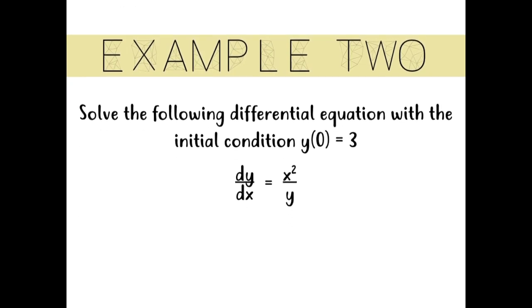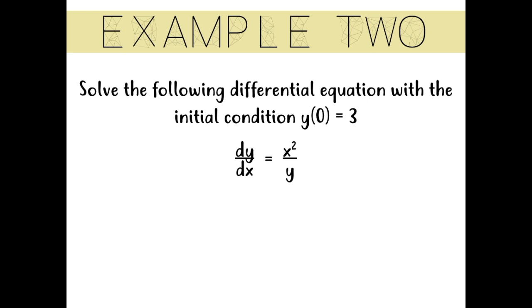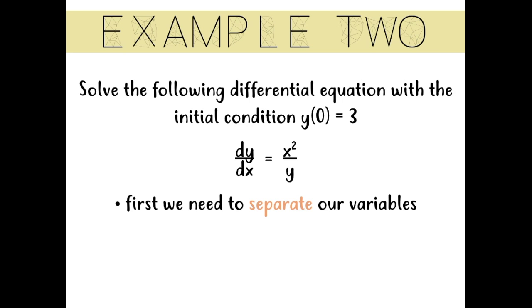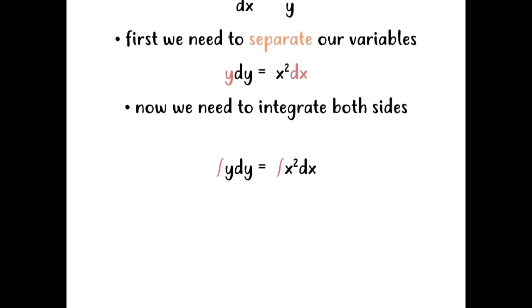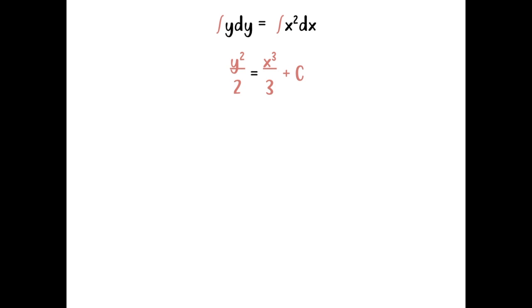Example 2. Solve the following differential equation with the initial condition y of 0 equals 3 and dy/dx equals x squared over y. First, we need to separate our variables, so we will get y dy equals x squared dx. Now we need to integrate both sides. When we do this, we get y squared over 2 equals x cubed over 3 plus c. Now we can solve for y.